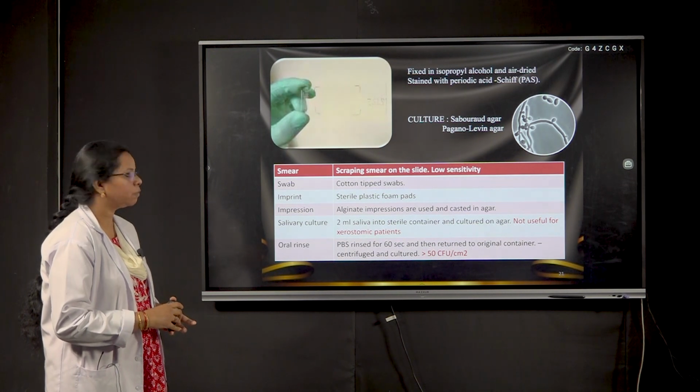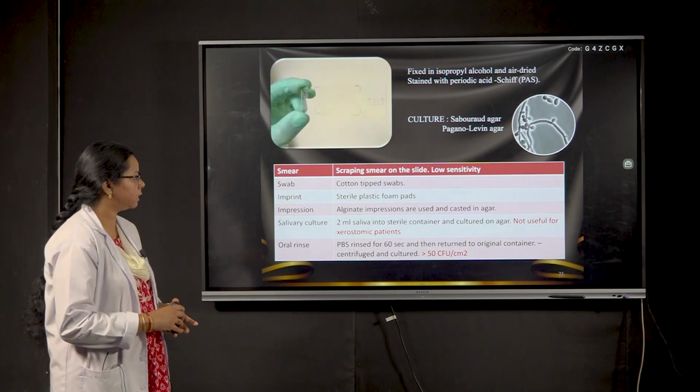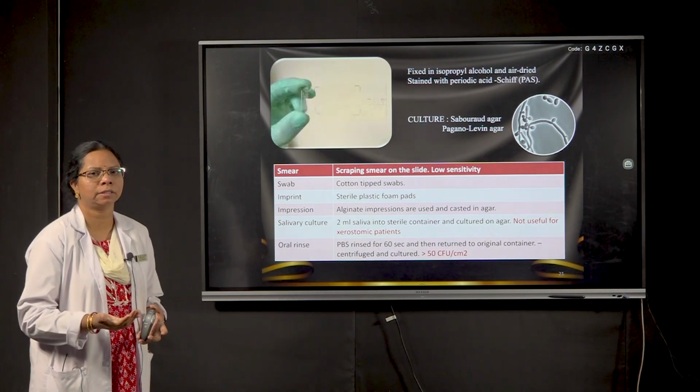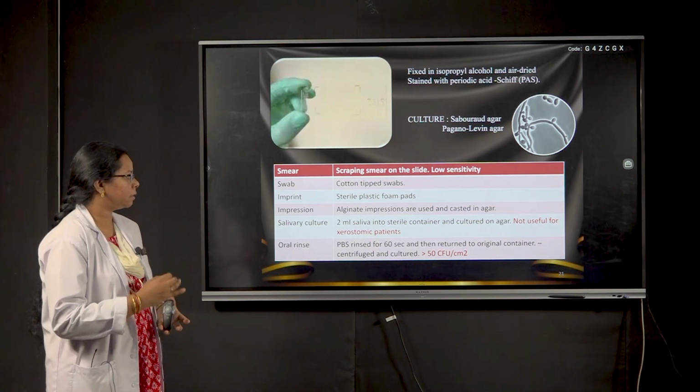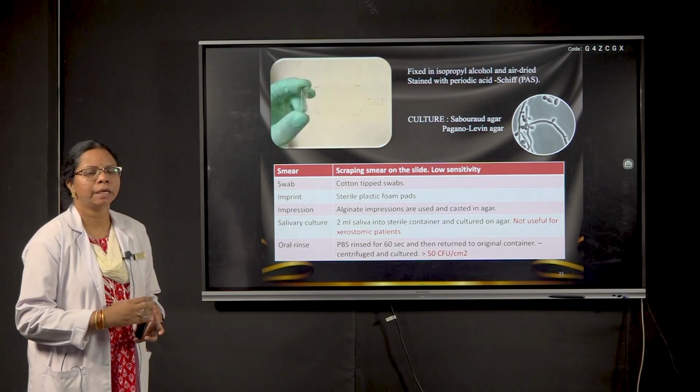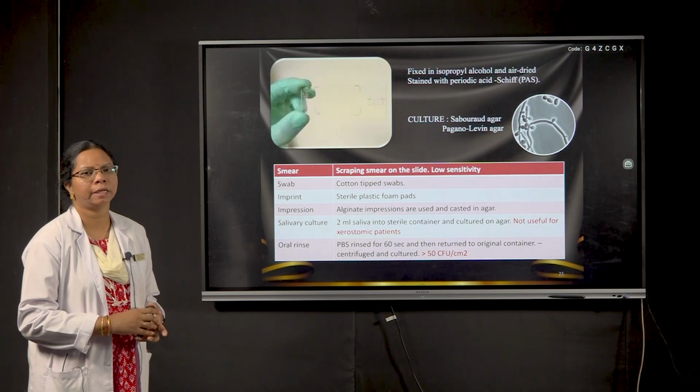And for oral rinses, phosphate buffer solution is used for 60 seconds and then returned to the original container, and again sent for culture and sensitivity. If there are more than 50 colony forming units on the culture medium, it is considered a positive candidal infection.